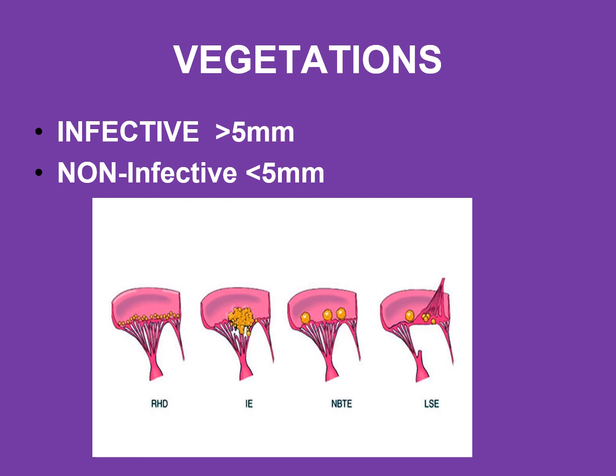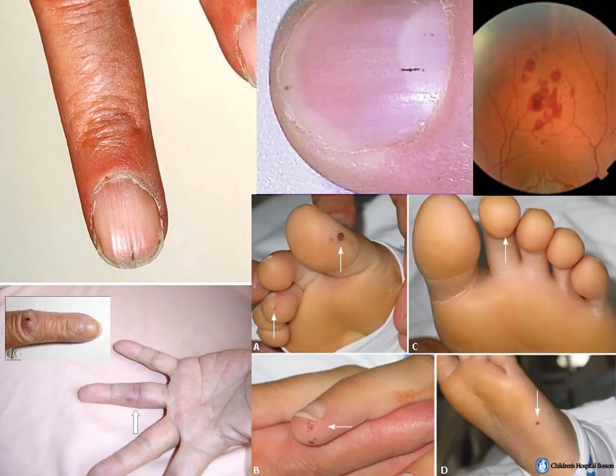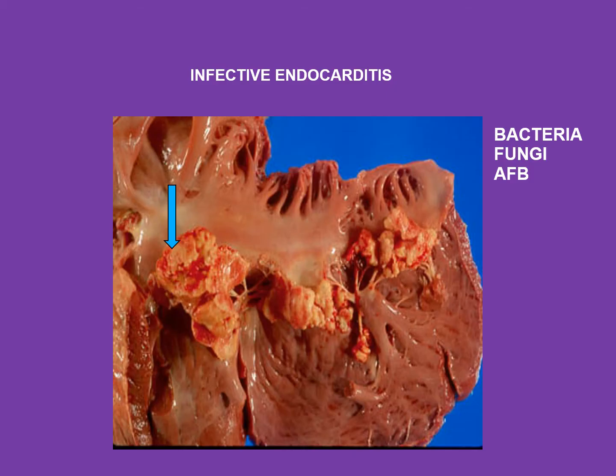In Libman-Sacks endocarditis, the vegetations are present both on the inside and outside of the valve. These are some of the morphologic systemic changes in infective endocarditis due to embolization of the vegetations to different parts of the body. It can cause petechiae-like signs in the fingers, in the toes, and even in ophthalmologic examinations. So this is an infective endocarditis, with very bulky vegetations at the line of closure of the valves.